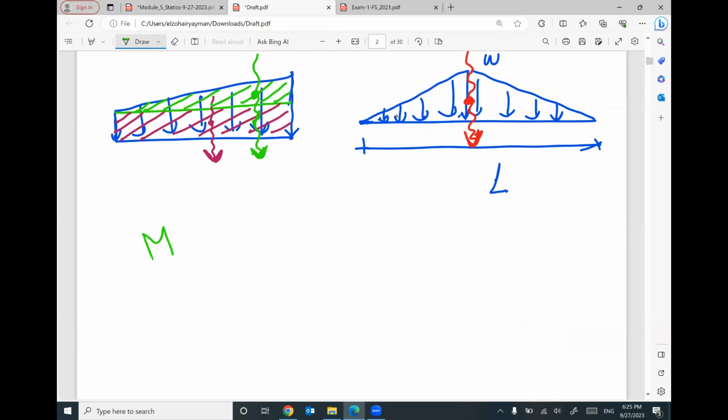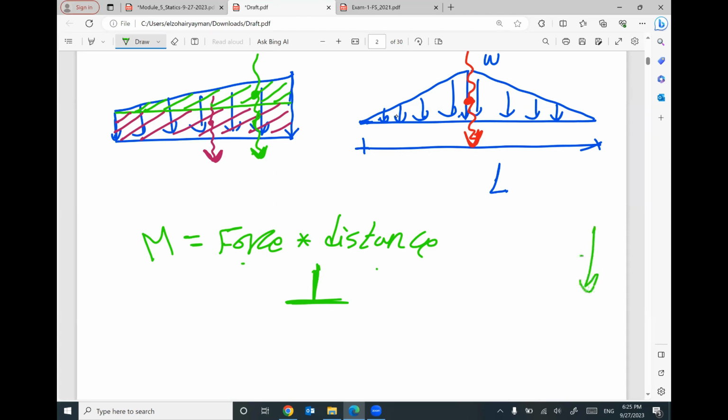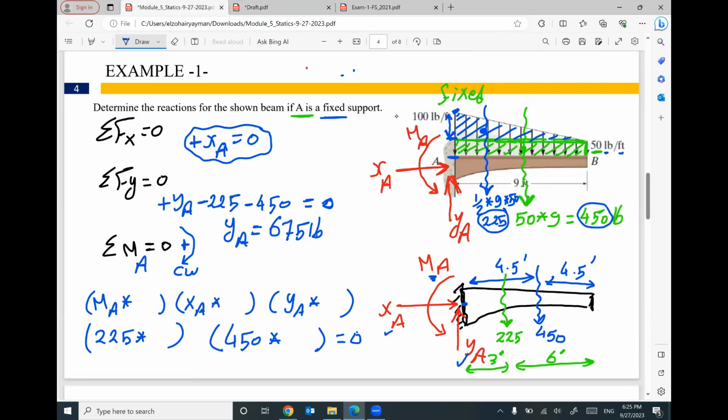Just a reminder. We have something called the moment. This moment equals force times distance. And your force and your distance must be perpendicular. If your force is vertical, your distance must be horizontal. If your force is horizontal, your distance must be vertical. Sometimes we don't have distance, it's 0, sometimes. So I have to list all of them. Everything in the problem should be included in this equation. Let's start.